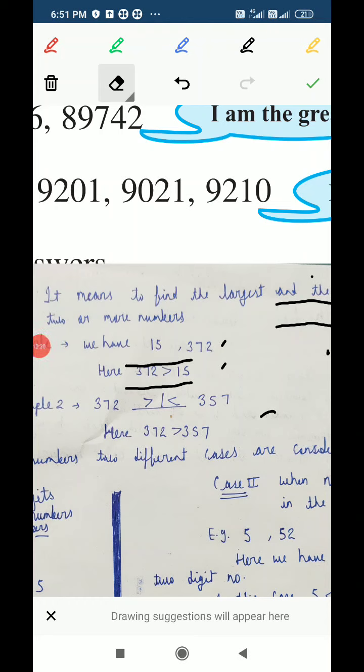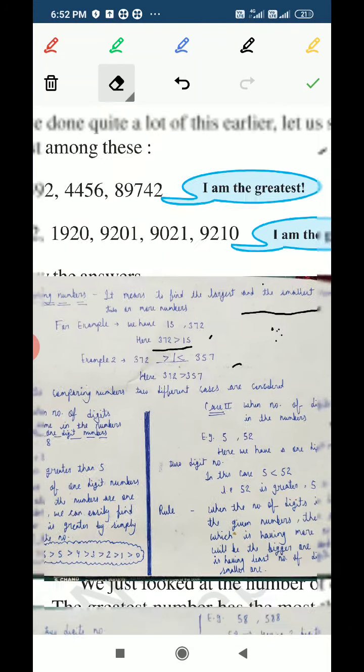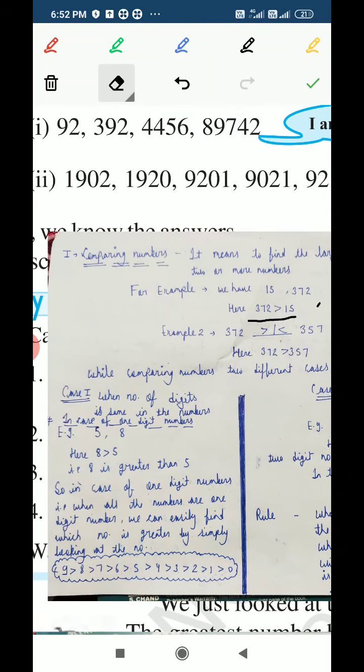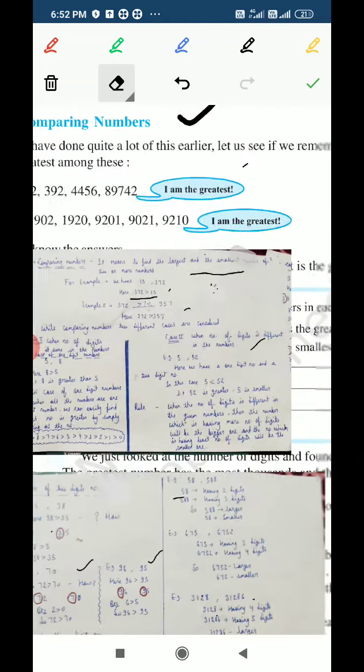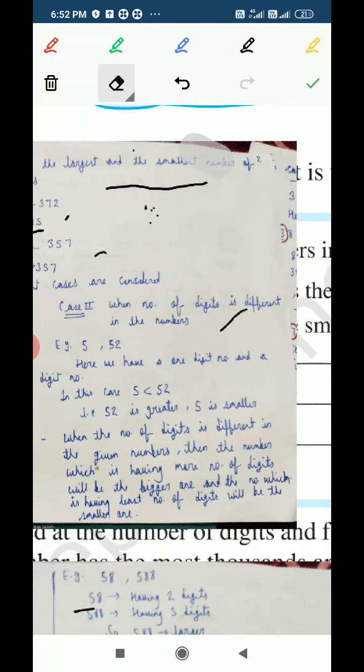If I ask you the question that between 372 and 357, which is bigger and which is smaller, then maybe some of you will answer very quickly that 372 is greater than 357, but maybe some of you are quite confused. So, to avoid this confusion, we will learn some rules. Let's consider two cases. Case 1, when the number of digits is the same in the numbers. And case 2, when the number of digits is different in the numbers.